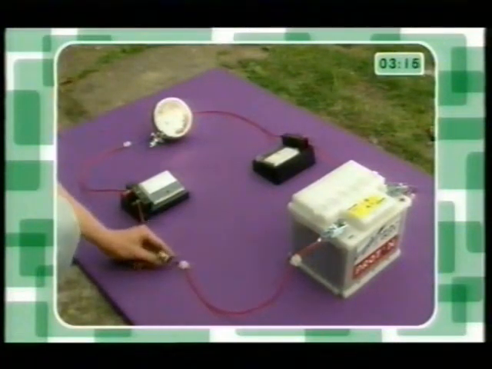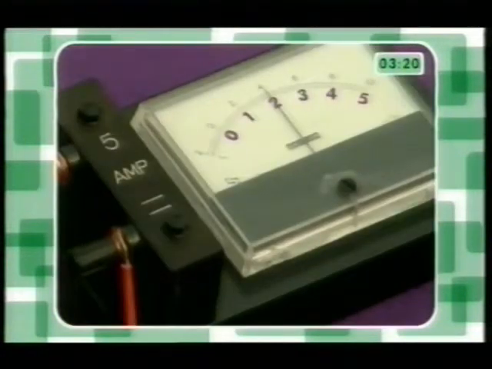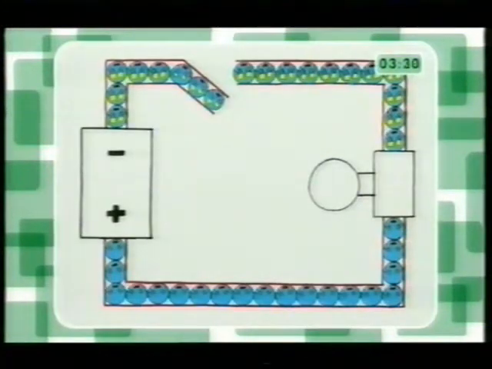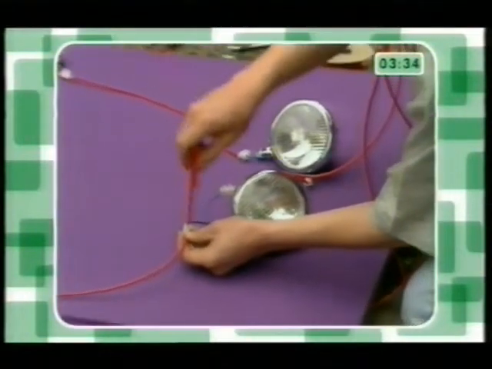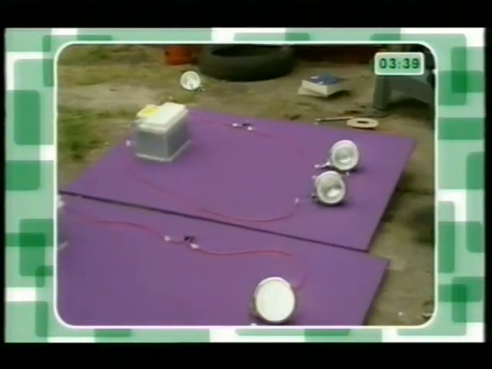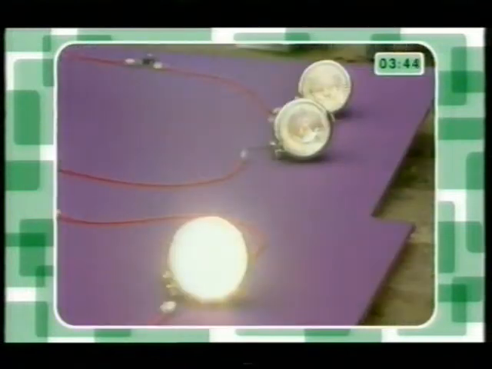No matter where you put the ammeter in a simple circuit like this, the current will always be the same. When the switch is turned off, the current can't flow because the charges can't move across a gap. When you add more bulbs next to each other, it's called a series circuit. So what happens to the brightness when there's 2 bulbs in series compared to 1? 2 bulbs in a series circuit are dimmer than 1 bulb on its own.